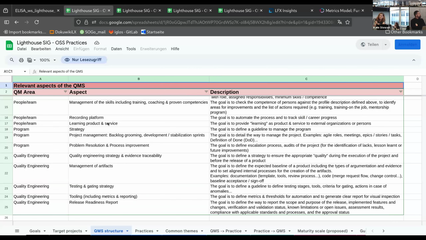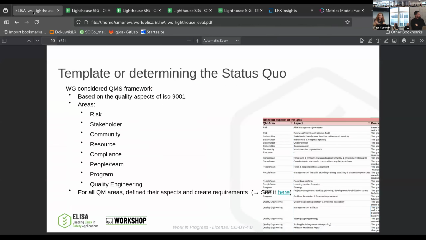So I'm introducing the worksheet because this is really the work result of the working group here. And this is the approach from the standards. What is there? What do we have? This is evaluated from that perspective.